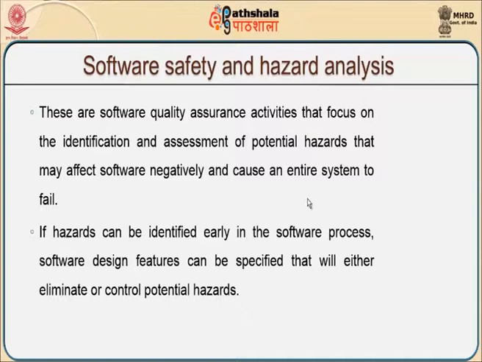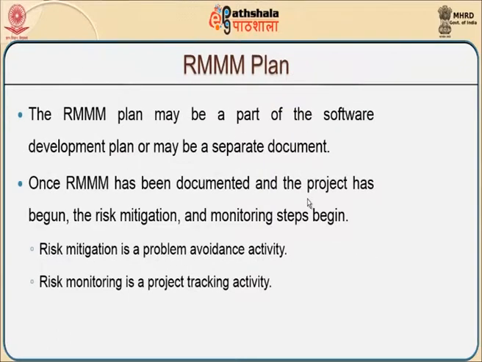To assure quality, there is a list of activities that focus on the identification and assessment of potential hazards that may affect software negatively and cause an entire system to fail. If the same hazards can be identified early in the process, that means we are being proactive in nature, and software design features can be specified that will either eliminate or control potential hazards. So, what do we do here?